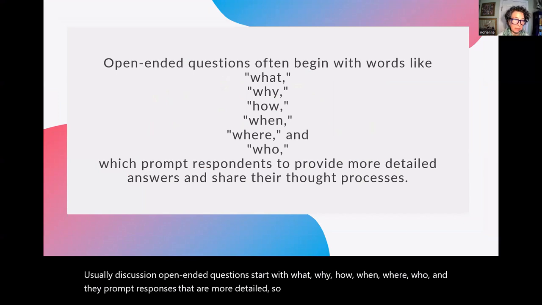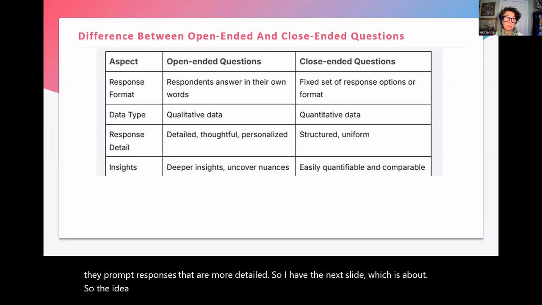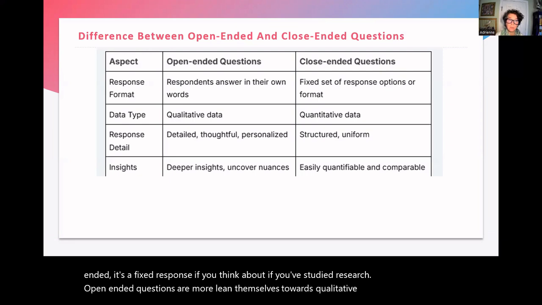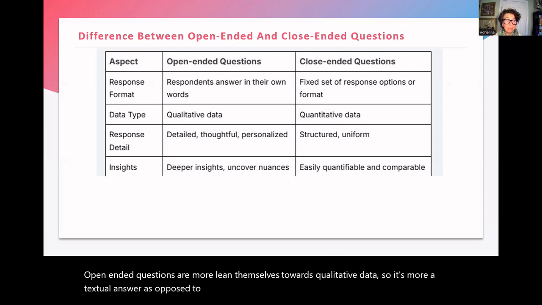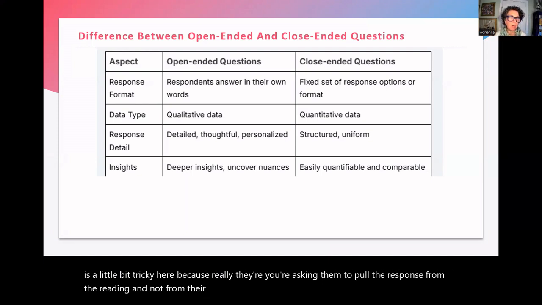I have the next slide, which is about the idea that with open-ended questions, people respond in their own words, whereas closed-ended, it's a fixed response. If you've studied research, open-ended questions lean more towards qualitative data. It's more a textual answer as opposed to numeric. They tend to be detailed and thoughtful. Personalized is a little bit tricky here because really you're asking them to pull the response from the reading and not from their opinion.